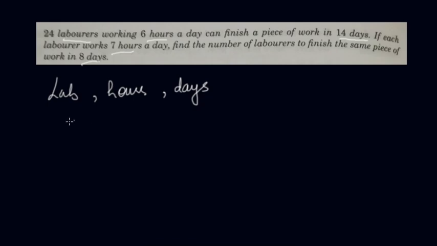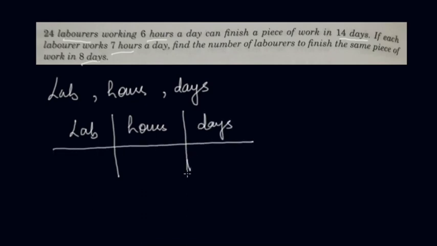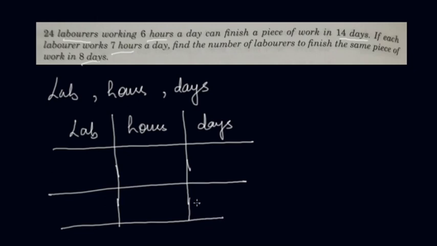Let's articulate it, right? And let's quickly draw, and I will explain you in a very quick fashion which will help you to solve it. Let's say laborers, hours, and days. You just write it in this fashion and create a matrix, right? Let's look at case number 1. And this is case number 2. The case number 1. They're asking 24 laborers, if they work for 6 hours a day, can finish a piece of work in 14 days.